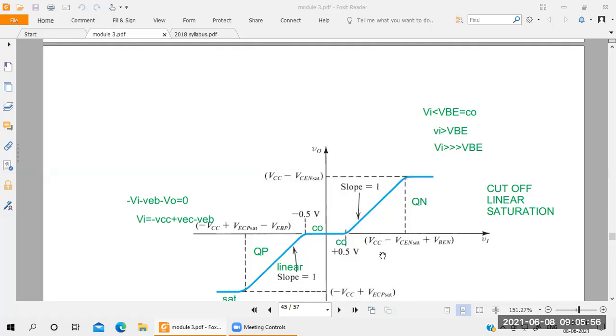So what is the input condition for this point here? We can write the same equation: plus VCC minus VCE saturation, plus we have to add the cut-in voltage. What is the cut-in voltage here? 0.5, they have taken it.